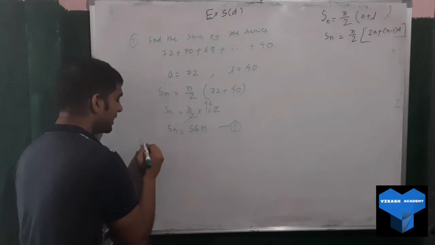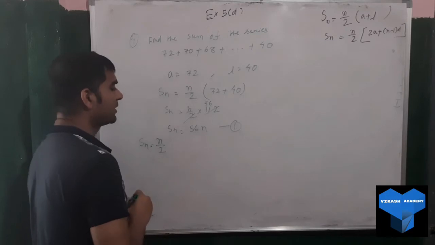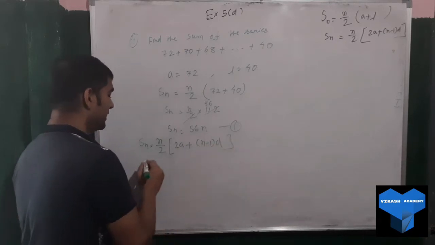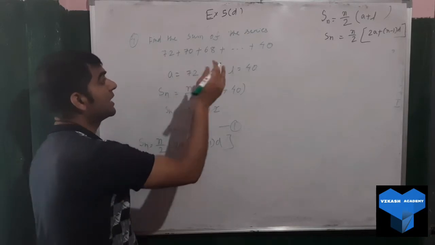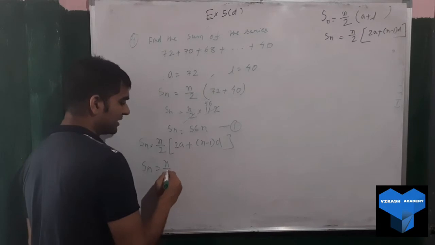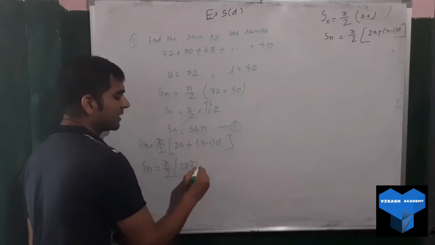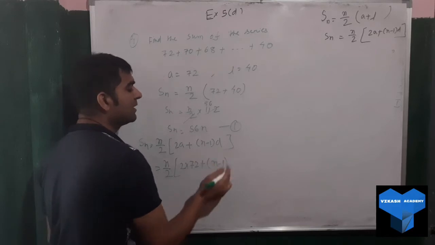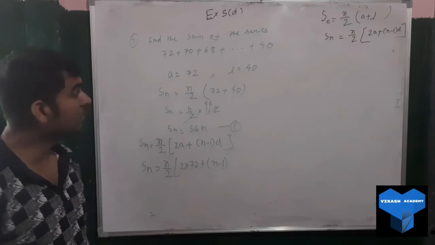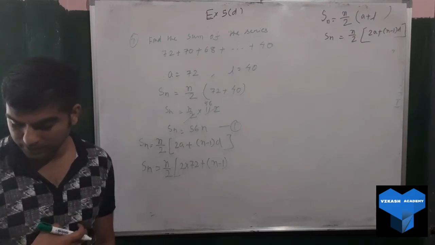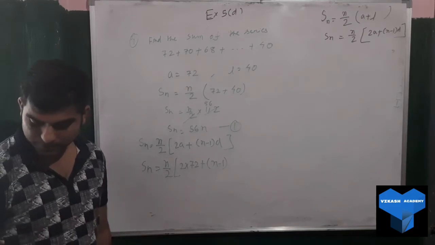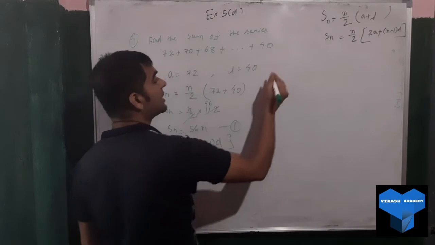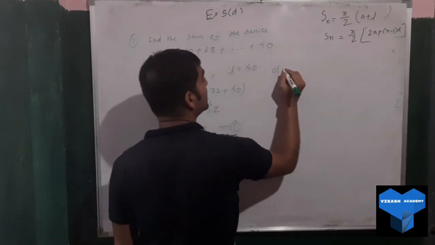Let us try with the other formula now. S n is equal to n by 2, then 2A plus n minus 1, then d, close the bracket. So S n will be n by 2, then 2A will be 2 times 72, plus n minus 1, d. We can find d from here. In the beginning only we can find d. d will be second term minus first term, so 70 minus 72.